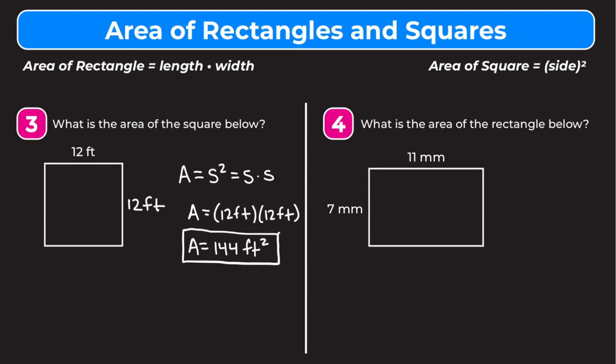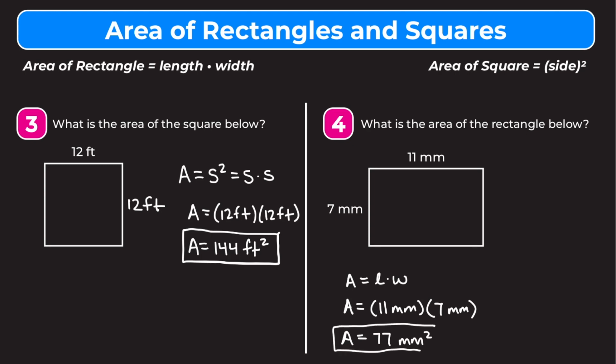Taking a look at our last example, we want to find the area of this rectangle. So we're going to write our formula. Area equals length times width. I'm going to say our length is the longer side, so 11 millimeters. And we'll say our width is our shorter side of 7 millimeters. And now we're going to multiply. 11 times 7 gives us 77. And millimeters times millimeters gives us millimeters squared. So we get an area of 77 millimeters squared.